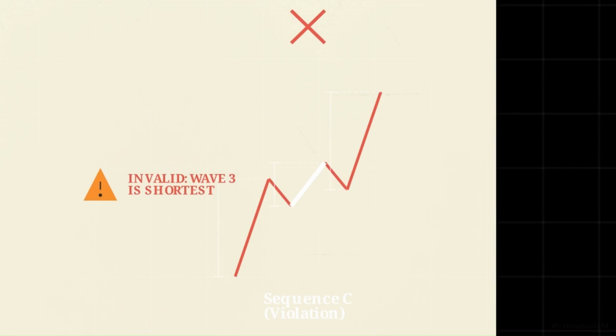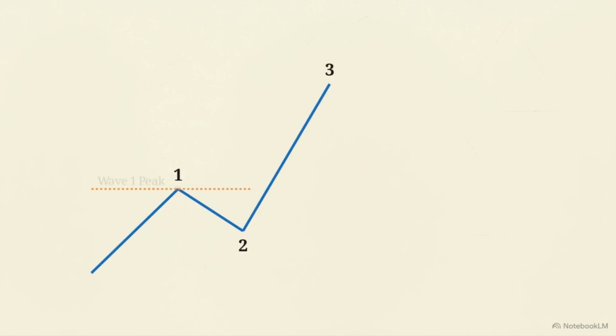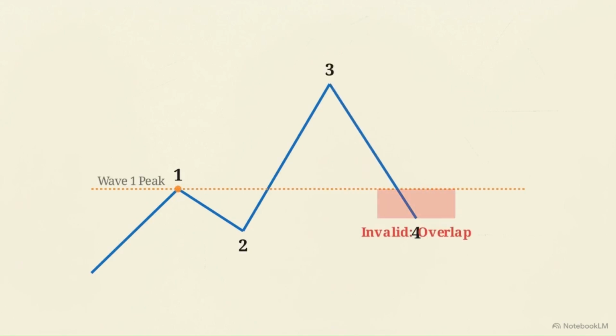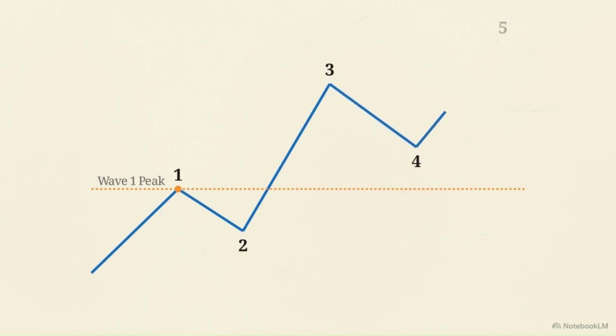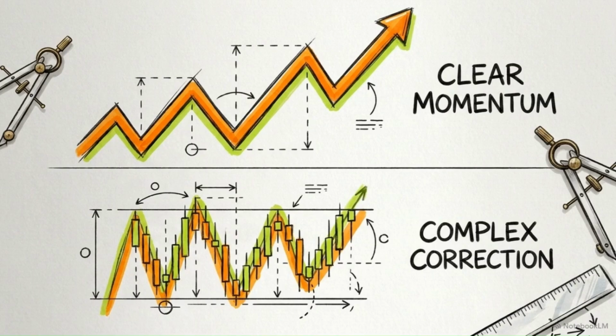standard impulse. Rule 3 defines the boundary for the final pullback. Wave 4 cannot enter the price territory of Wave 1. While consolidating, it must find support above Wave 1's peak. This separation defines a clean trending move. A violation here suggests the market is likely in a complex corrective state, rather than a clear trending impulse.